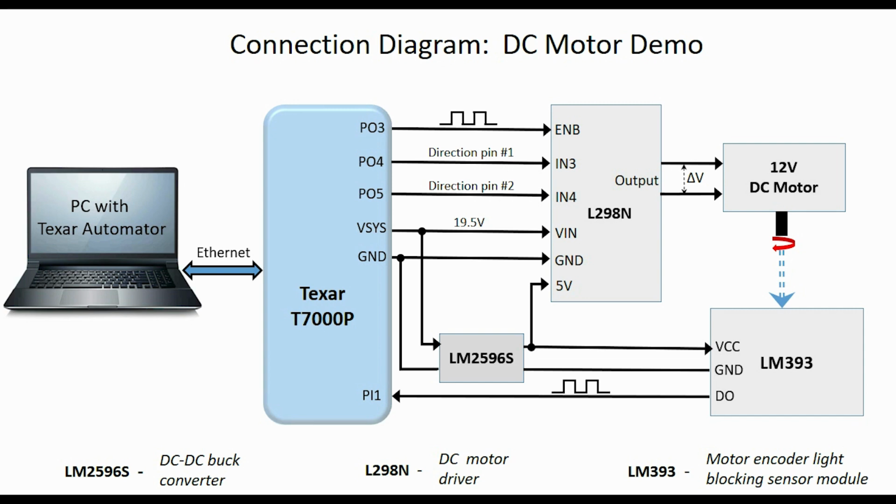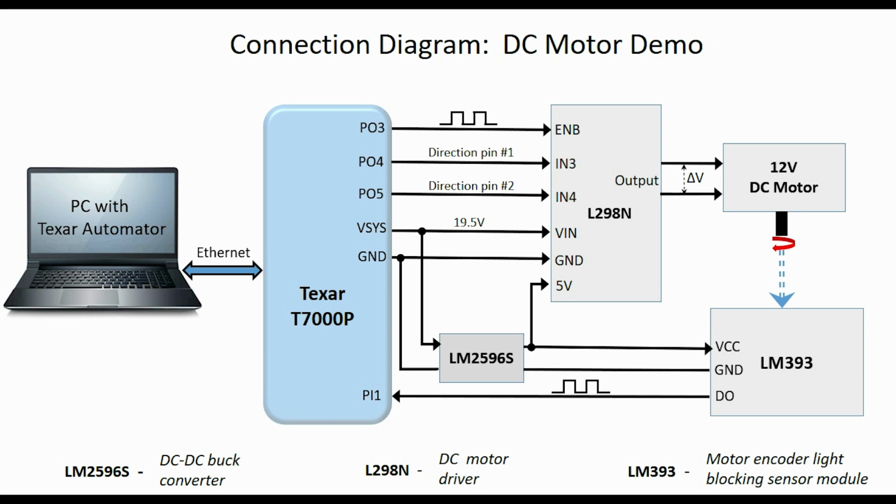The speed and direction of the DC motor is determined by the output voltage of L298N. As this voltage goes up, the speed of the motor goes up. As this voltage drops, the motor speed goes down. And when the polarity changes, the motor starts rotating in reverse direction. The magnitude of this output voltage is determined by the duty cycle of the pulse signal on the ENB line. And the polarity of the voltage is determined by the voltage levels in IN3 and IN4 lines.